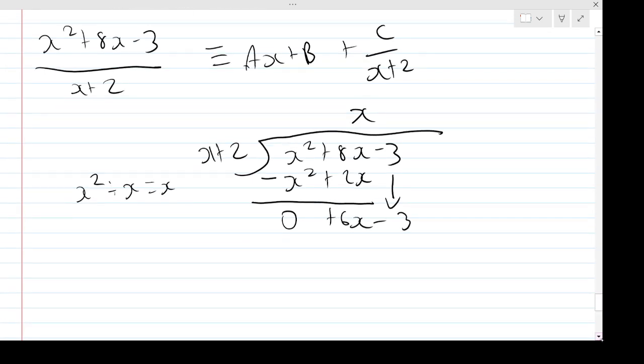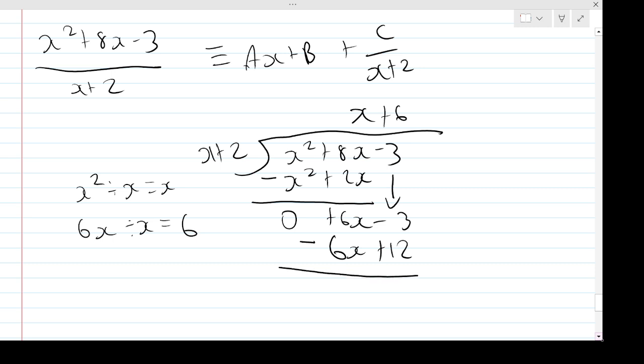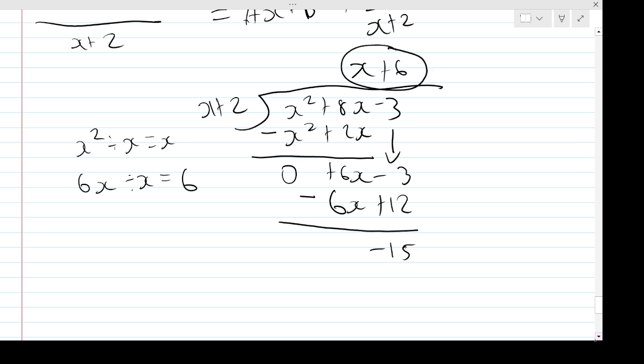And so then the same method: the highest term I've got now is 6x. So then I'm going to do 6x, the highest power I've got inside, by the highest power outside, which is x again, which will then be 6. So plus 6 up there. So then I'll do this plus 6 times everything outside. So 6 times x is 6x firstly, and 6 times 2 is plus 12 there. And again I need to take them away to get 6x take away 6x is 0x, and minus 3 minus 12 is minus 15. So overall my remainder there is minus 15, and I get a quotient of x plus 6.